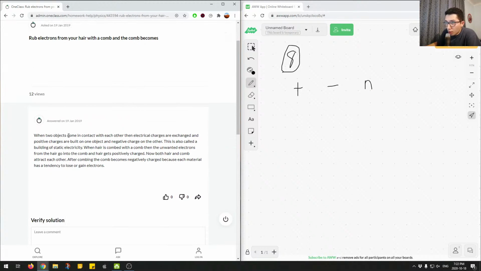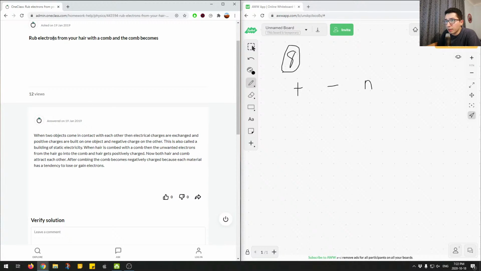So when two objects come in contact with each other, then electrical charges are exchanged and the positive charges are built on one object and negative on the other. This is also called the building of static electricity. So this is the term for what's going on, static electricity. When hair is combed with a comb, the unwanted electrons from the hair go into the comb and hair gets positively charged. Now both hair and comb attract each other. After combing, the comb becomes negatively charged because each material has a tendency to lose or gain electrons.